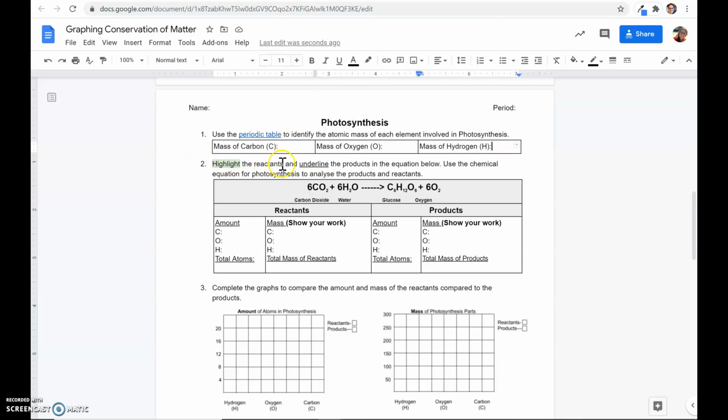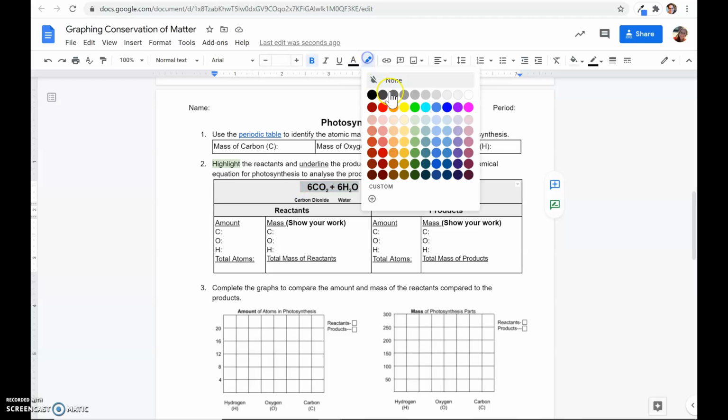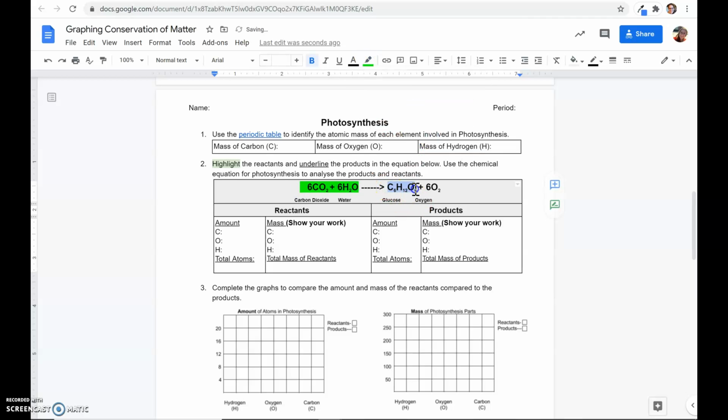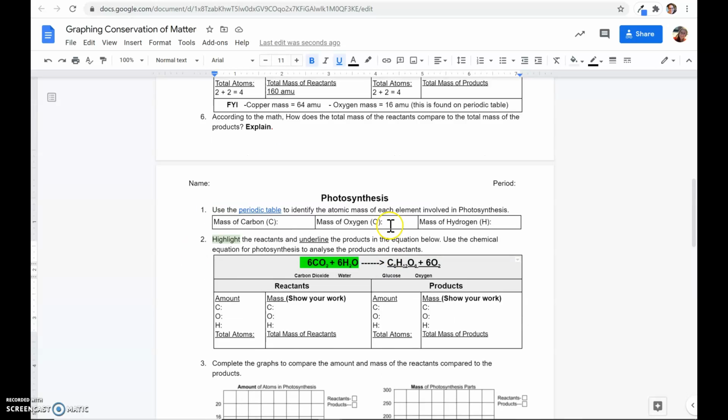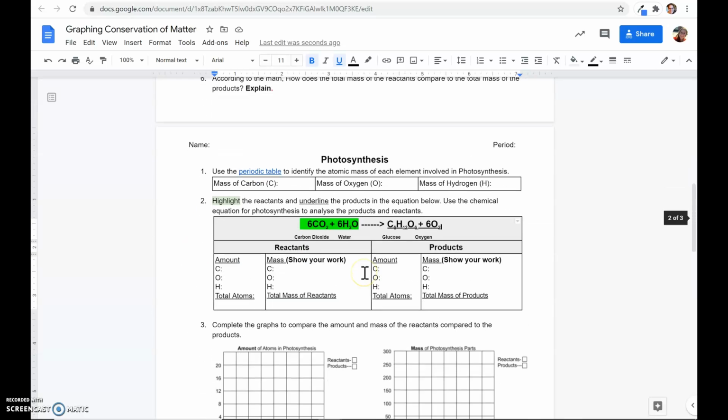Then here, you're going to highlight the reactants and underline the products, just like we did above in this chemical equation. So our reactants are on this side, so I'm going to highlight them. And our products are over here, and I'm going to underline them. And that's just for you to clearly see which ones are which. That being said, we're going to come over here and do what we just did up here. Okay, but this is a little more complicated.